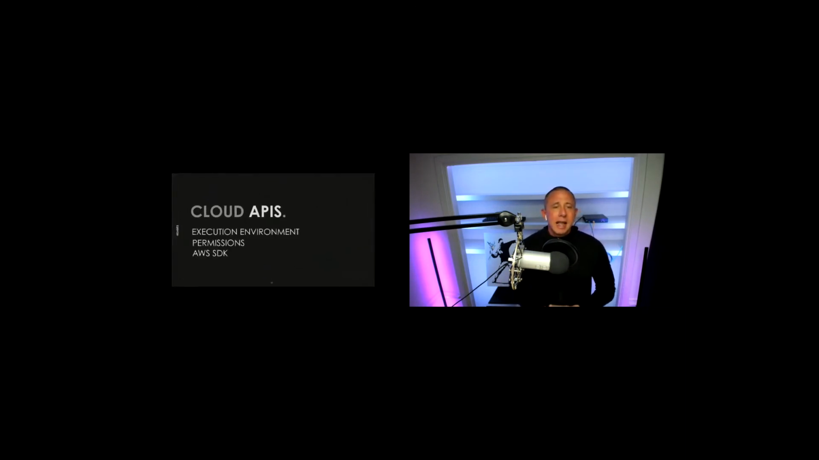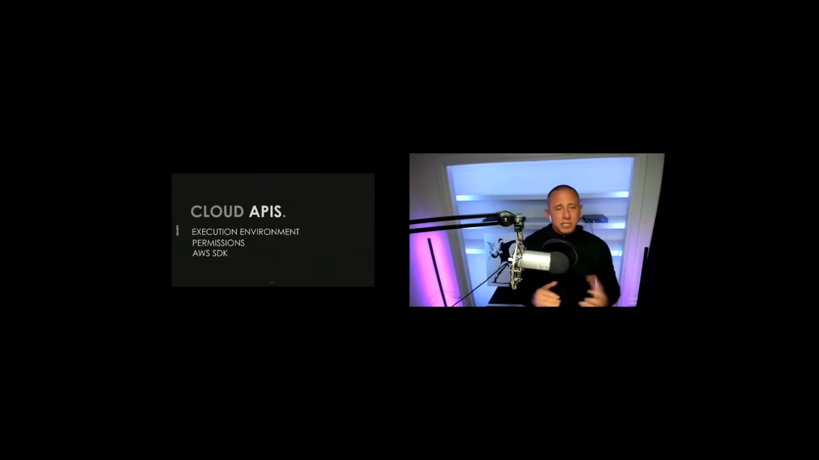But now let's talk about building cloud APIs and adding the GraphQL part to this, how this works and why it's valuable. When you're building an API with GraphQL in the cloud, there are three main things to take into consideration, in my opinion. First of all, there's the execution environment. Second, there are the permissions. And then there are the actual SDKs for interacting with the different services. So let's first talk about the execution environment.